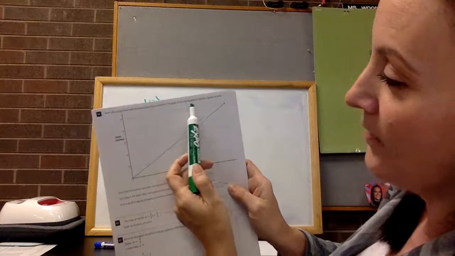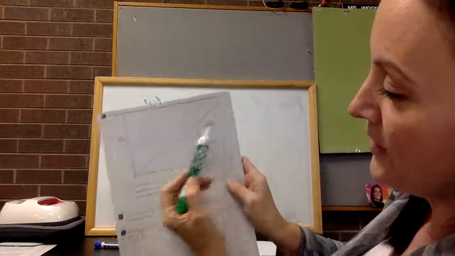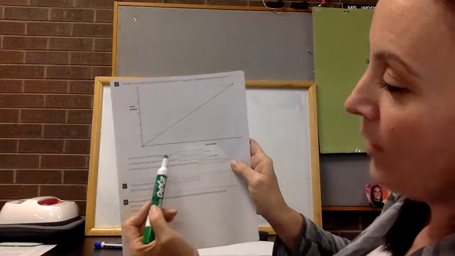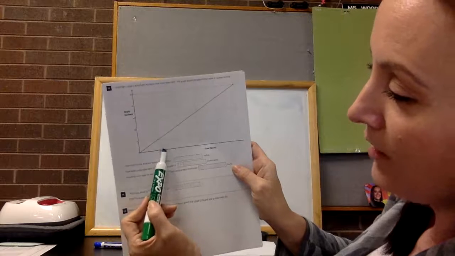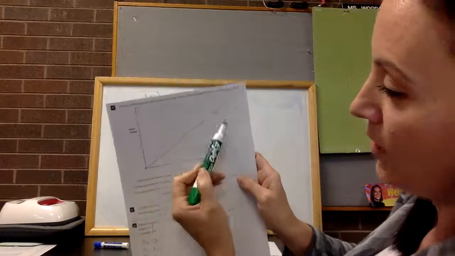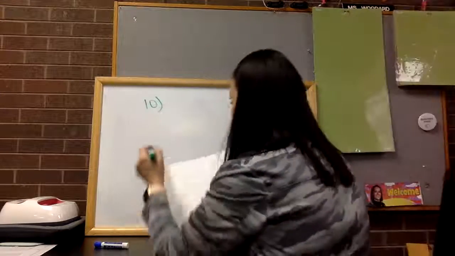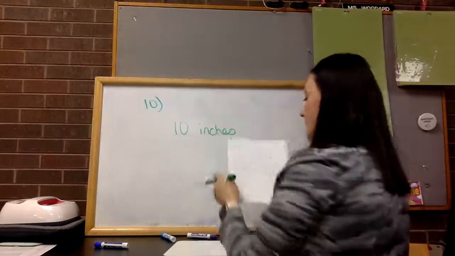Overnight, a pipe cracked and started to leak into a basement. The graph shows the depth of water in relation to time. The graph is going up, and it's asking how many inches the water rises each hour. Hours are down below, so you're looking at each hour. Over 1, it's at 10. Over 2, it's at 20. Over 3, it's at 30. Over 4, it's at 40. So it's rising 10 inches per hour.